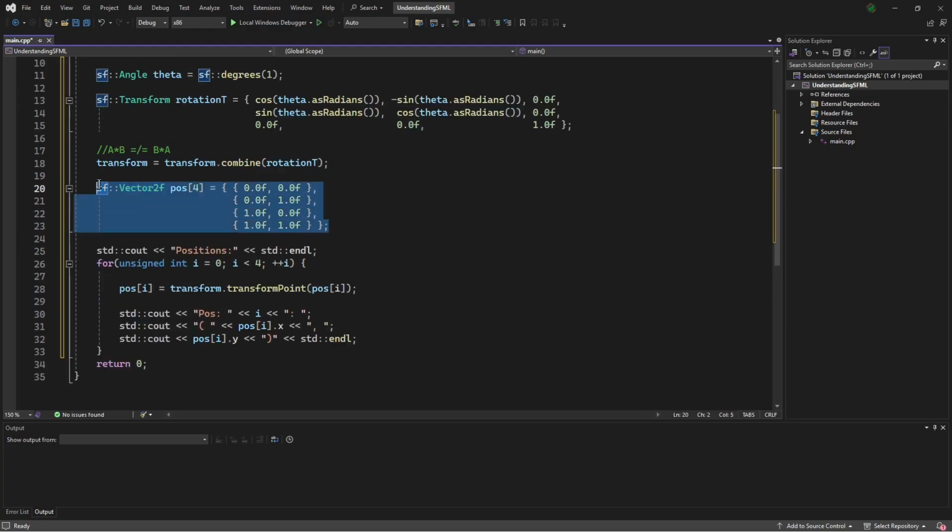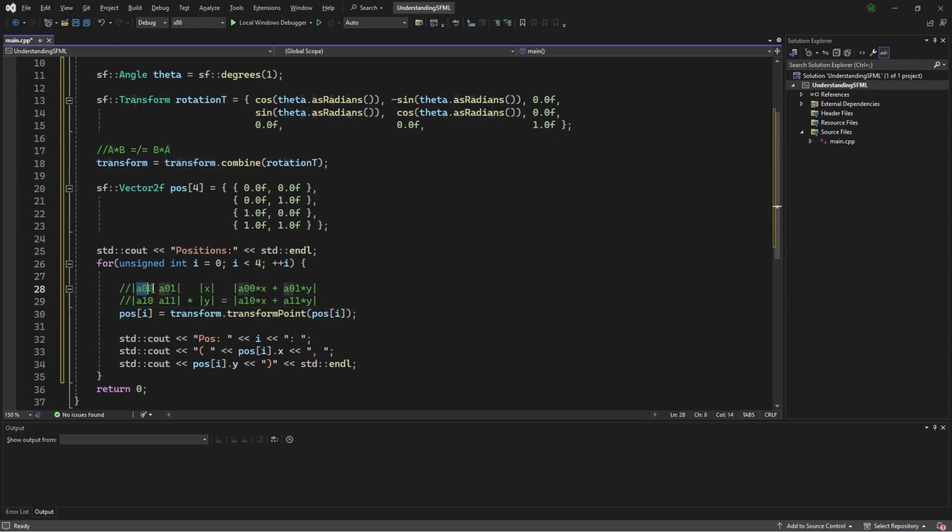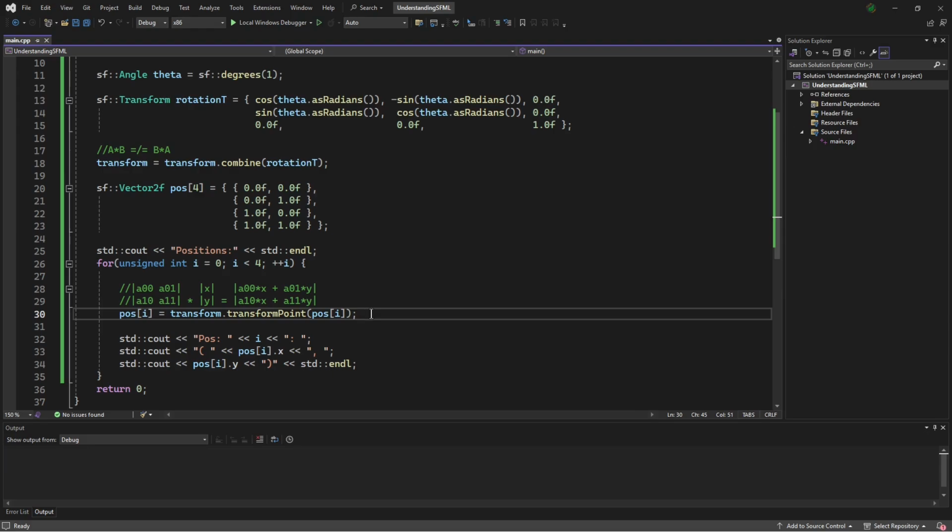Here we've constructed a vector array for the vertices of a unit square to show how we may transform the points on a plane. The transform function, transform point, will take our point and perform matrix multiplication with it and the specified transform. This would be the same as before, where we were multiplying then adding each element in the first row of A with each element in the only column of B here. Then we are multiplying then adding each element in the second row of A with the only column of B. If we were to transform this point right now, we would only be transforming by the rotation matrix as we combined with an identity matrix.